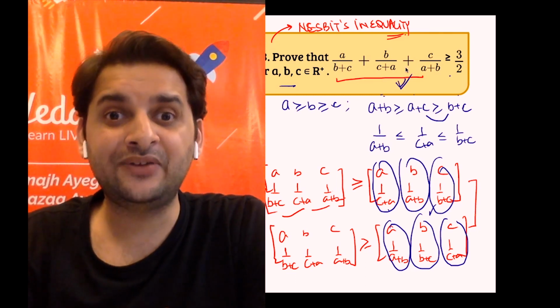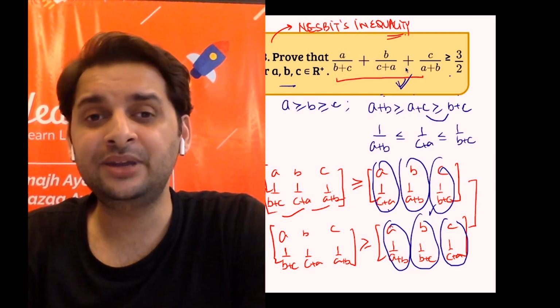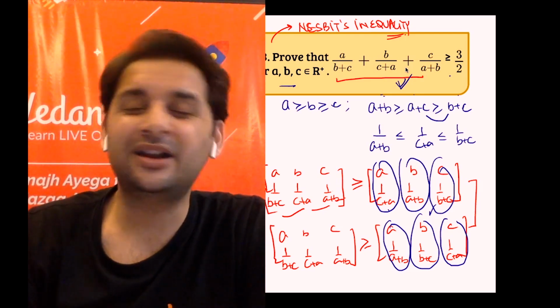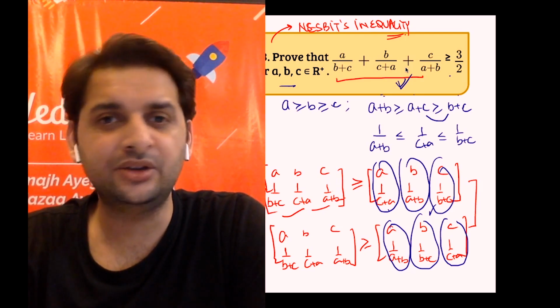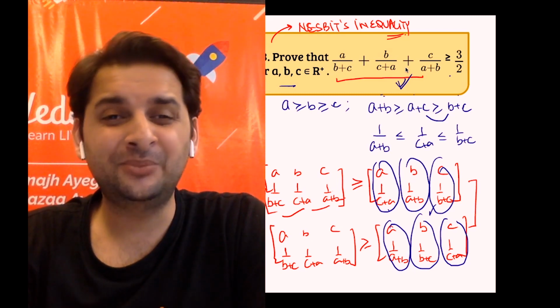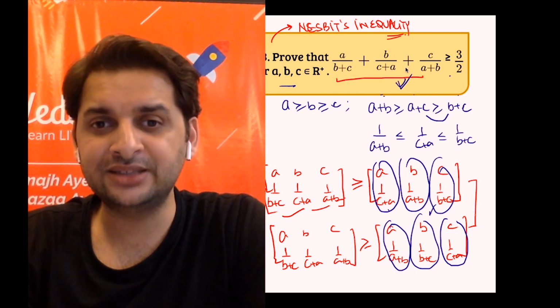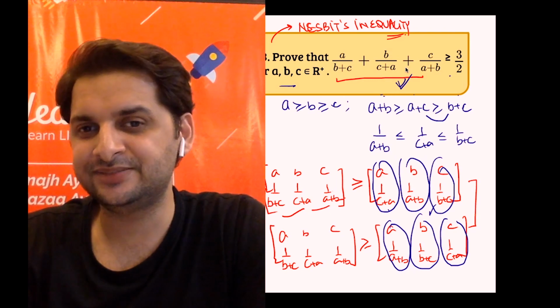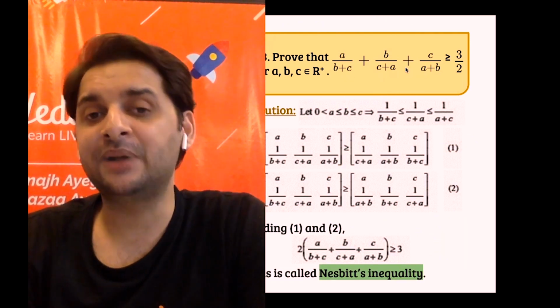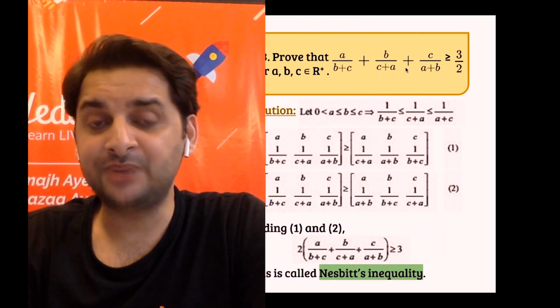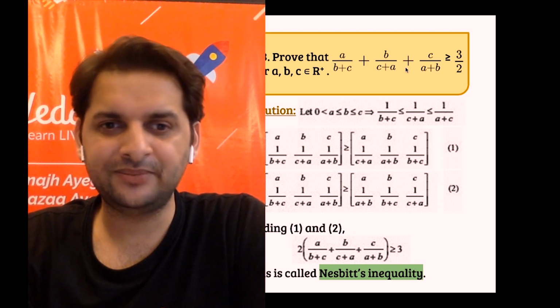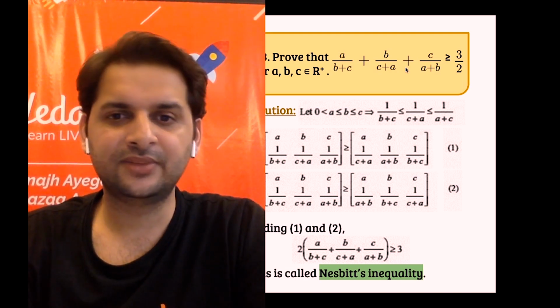So Nesbitt's, if I have to prove using say AM-GM, it takes a long time, and there are other proofs also of Nesbitt's inequality. You can Google the same, which are much longer than this proof, but this we have proven in just 2 lines. So this is the power of rearrangement inequality. I hope you all understood this.